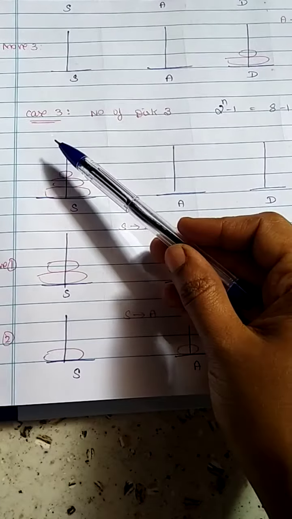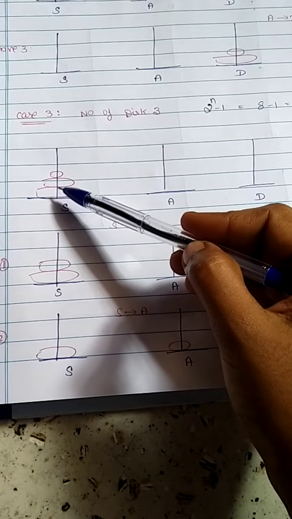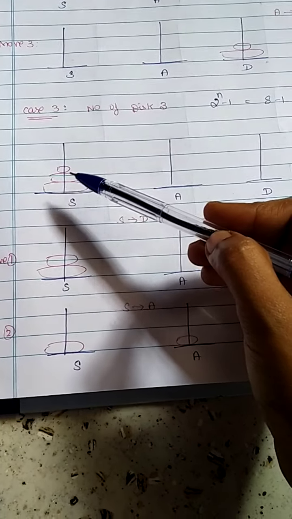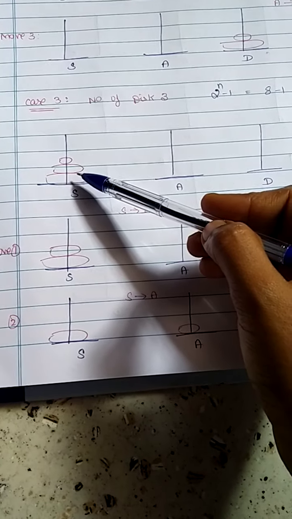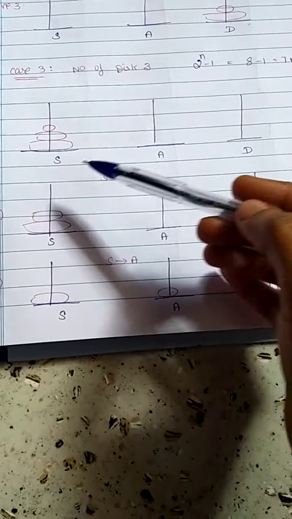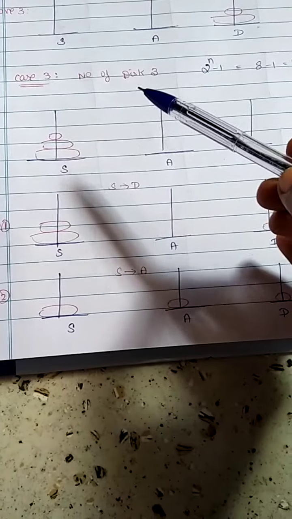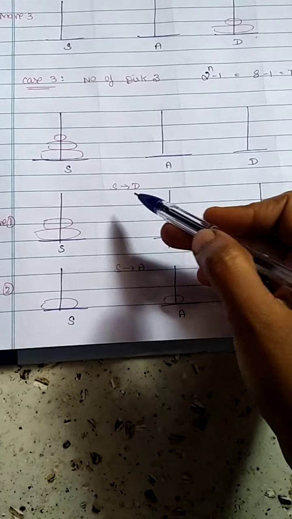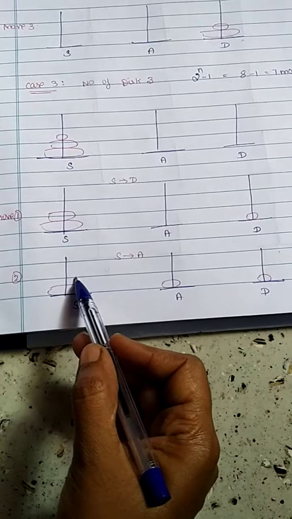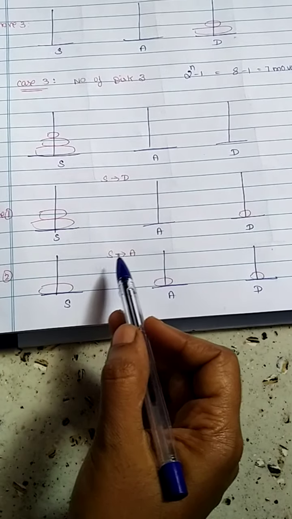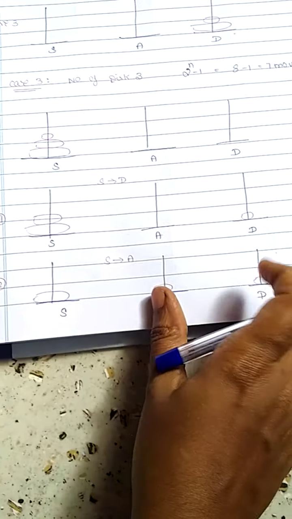While going for case 3, the number of discs is 3. When the number of discs goes beyond 2, that is 3, 4 and more, it becomes the multi-disc problem. It is a little tough to do. So how can I do it? The first thing is I am moving the smallest disc from the source to my destination. So S to D, source to destination. Then in my second move, I am moving the second largest disc from my source to the auxiliary.